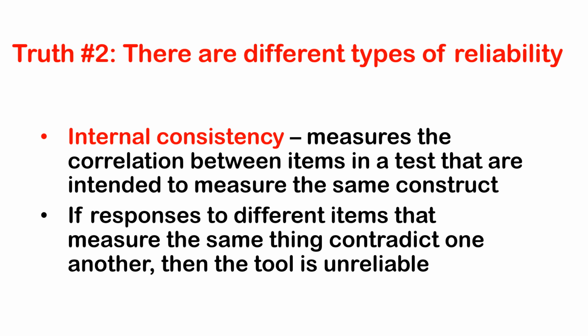This measures the correlation between items in a test that are intended to measure the same construct. And if the responses to different items that measure the same thing contradict one another, then the tool is unreliable. For example, a test that measures introversion and extroversion, 20 items total, 10 items would indicate introversion and 10 items would indicate extroversion. And the introverted group checked all of the 10 items under introversion, but they also checked consistently 3 items under extroversion. So that means that this test is unreliable.